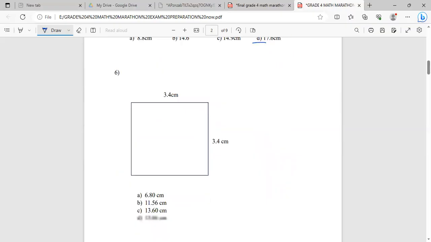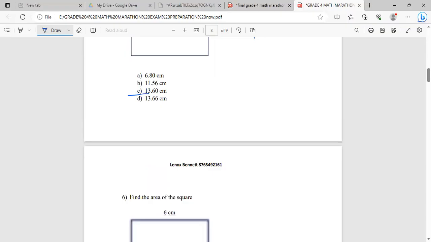All right, let's look at 6. We have to find the perimeter. Now, this is a square. We know the length is equal to the width. So we know that all 4 sides would equal 3.4. So we can just multiply, and that will give us our answer. So it will be 4 times 4, 16. So 6 carry 1. 4 times 3 is 12, and 1, 13. So that would be 13.6 centimeters.